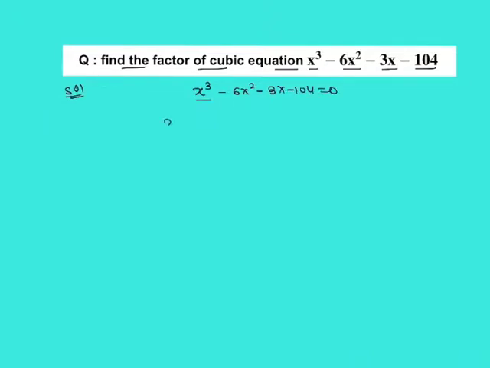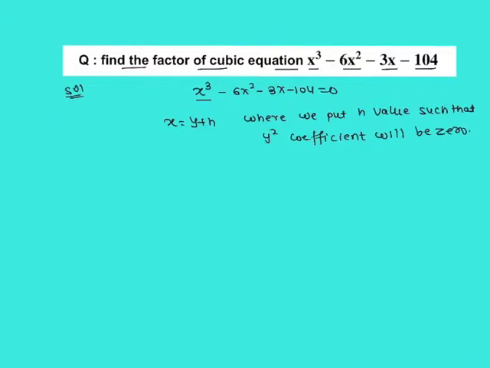Now in this equation x replaced with y plus h, where we put h value such that y square coefficient will be 0. So if I put x value, we'll get y plus h whole cube minus 6 into y plus h whole square minus 3 into y plus h minus 104 equal to 0.